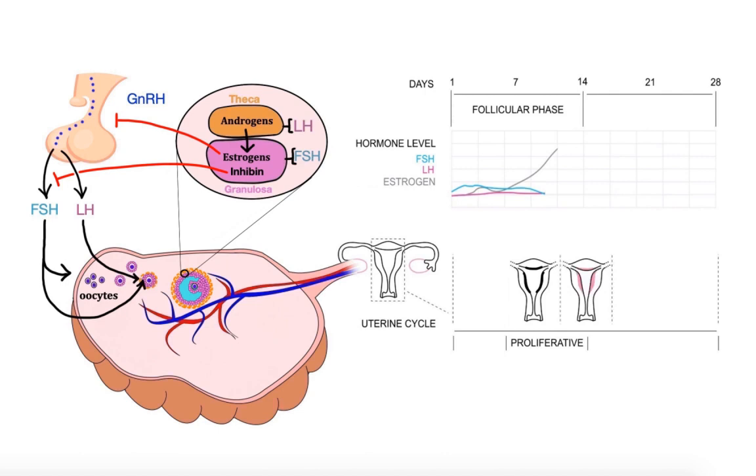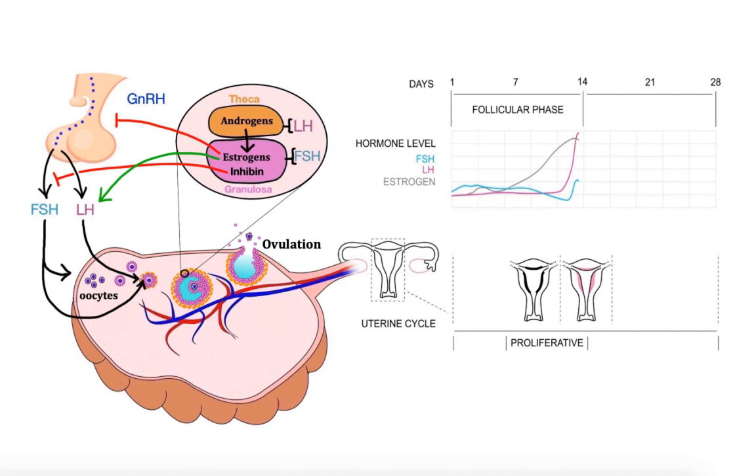Now, once the estrogen levels reach a critical level as the follicle matures within the ovary, estrogen begins to exert positive feedback on LH production, which provokes a steep surge in LH and, to a lesser degree, FSH. Around day 14, when LH reaches its peak, it triggers the mature follicle to rupture and release the egg into the fallopian tube, in a process called ovulation.